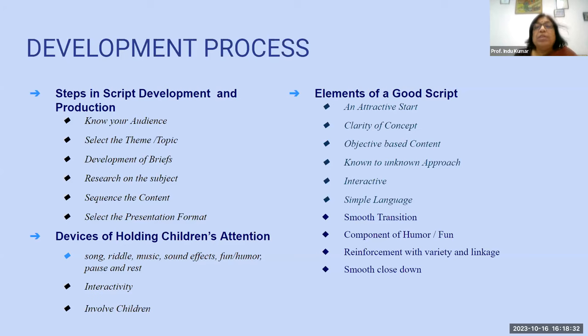So these are some of the elements of a good script. It should have an attractive start, clarity of concept. The content should be based on certain objectives. The known to unknown approach needs to be adopted. The way of interaction we are using should be interactive. Language should be simple. Transition should be smooth. It should not be jerky from one concept to different concepts. For that, we need to have a seamless sequencing of content so that concept to concept transition is smooth.